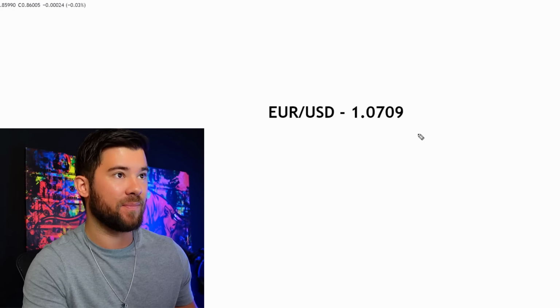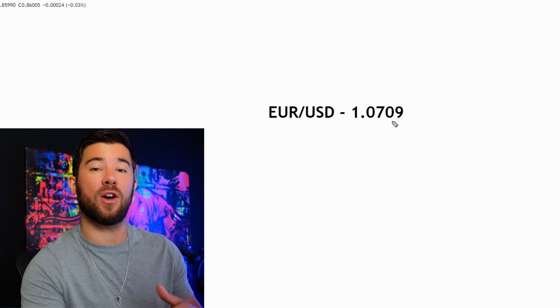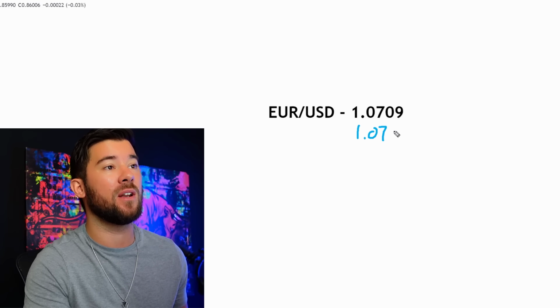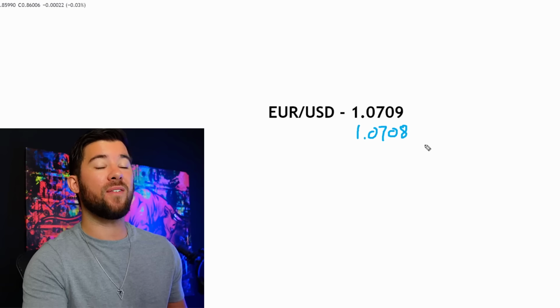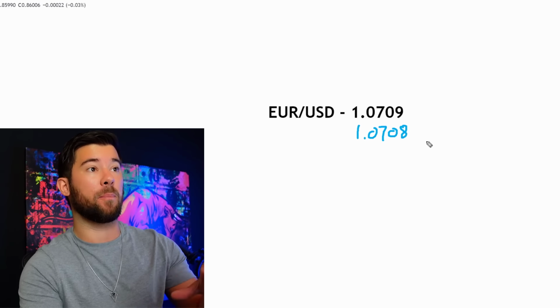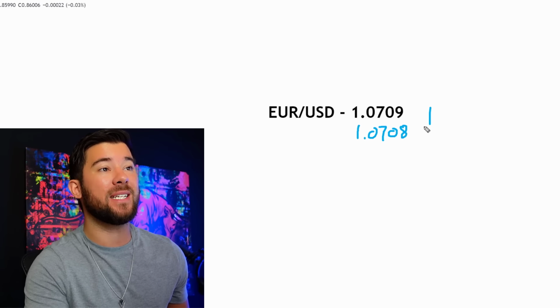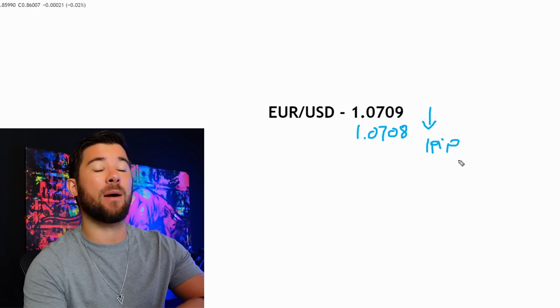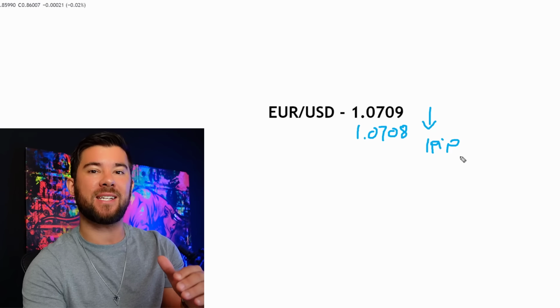What that means is that if we go from 1.0709 on the euro dollar to 1.0708, we have now gone down. The price of the euro against the dollar has gone down 1 pip. So that's how you calculate and find a pip, and how much prices move is based on these pips.